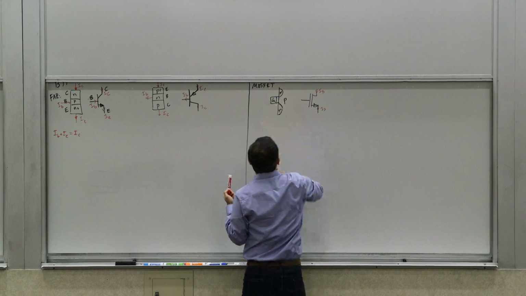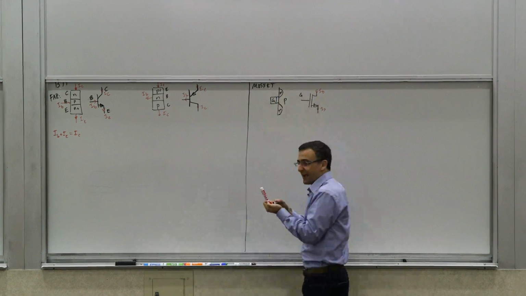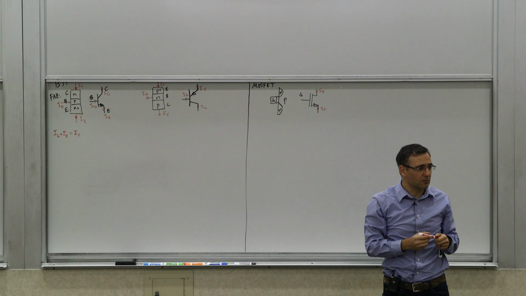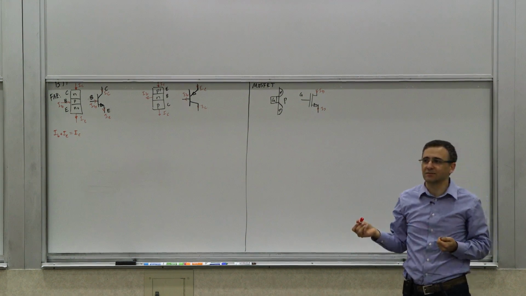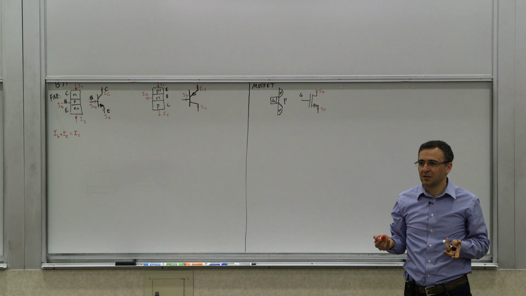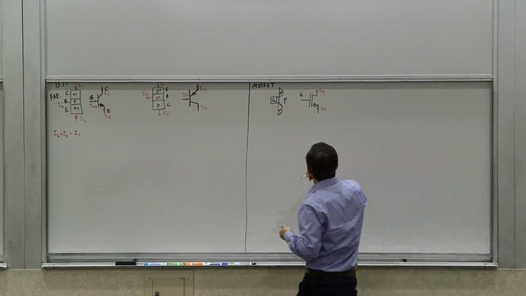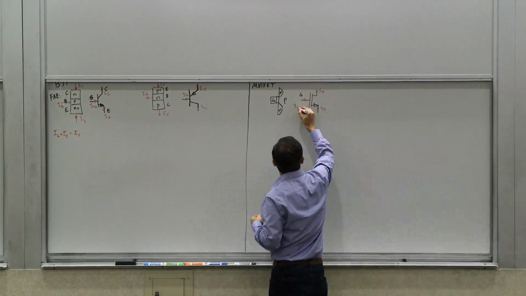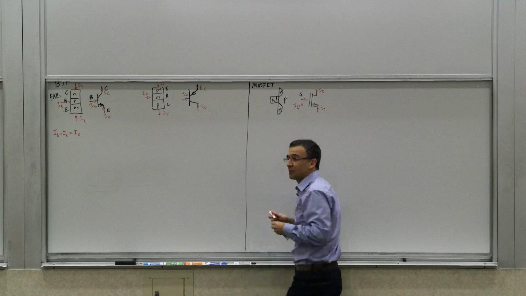Right? This is the gate. So this is the gate. And there is, again, according to the classical model for MOSFET, what is the gate current? At least the static or DC gate current. It's 0, right? So this is IG equals 0 for the classical model.